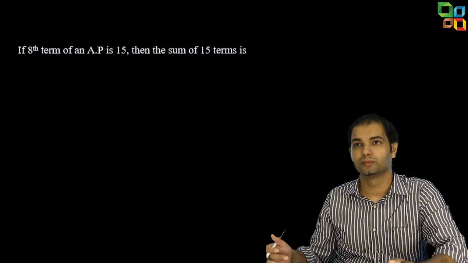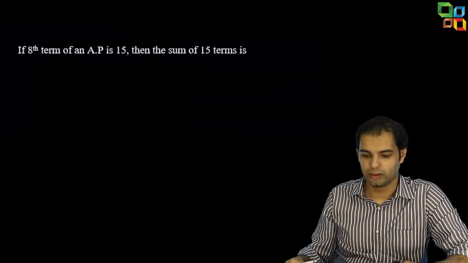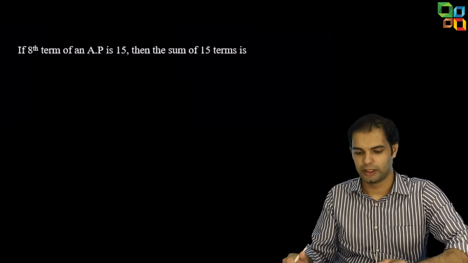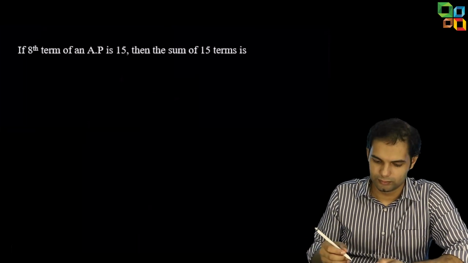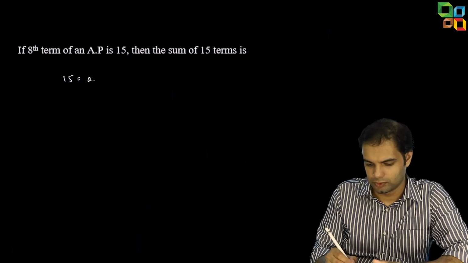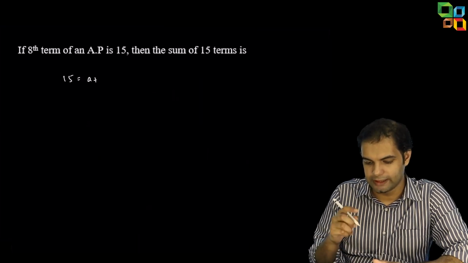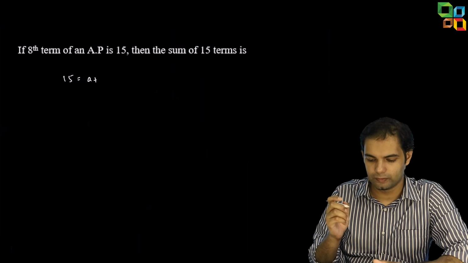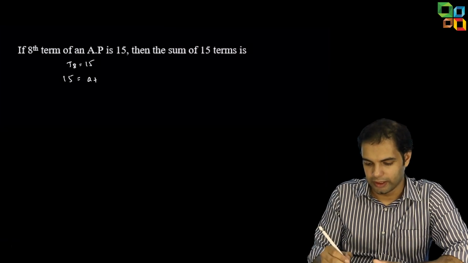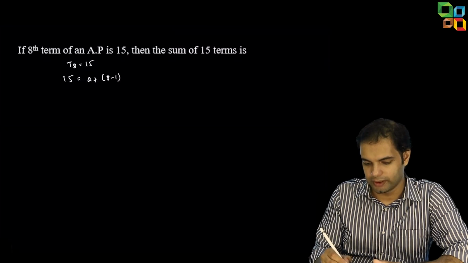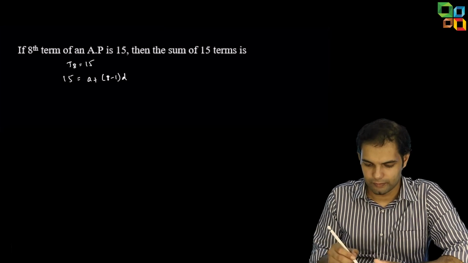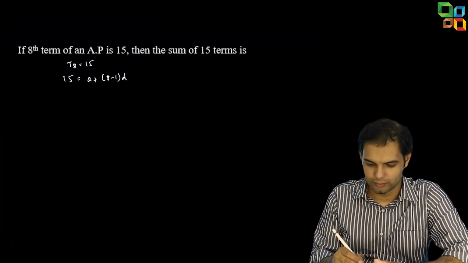Let's see somebody else. Pranav, can you tell me? Have you got this? Yes, sir. We can write 15 is equal to A1 plus D into 8 minus 1. The 8th term of an AP is 15, so we are using that. T8 is 15, that's what we equate: a plus 8 minus 1 into d. Or we can write 15 is equal to 7d plus A1.